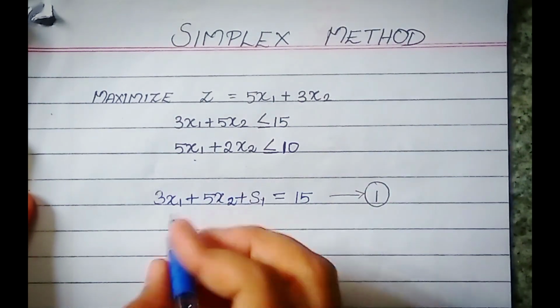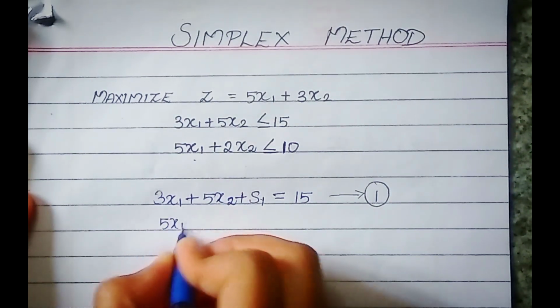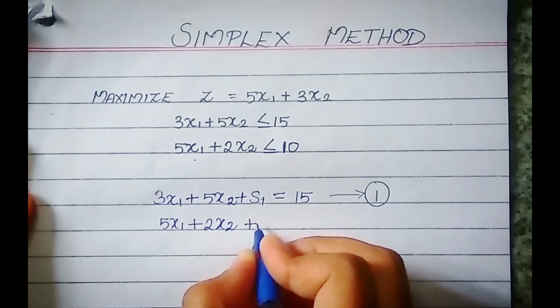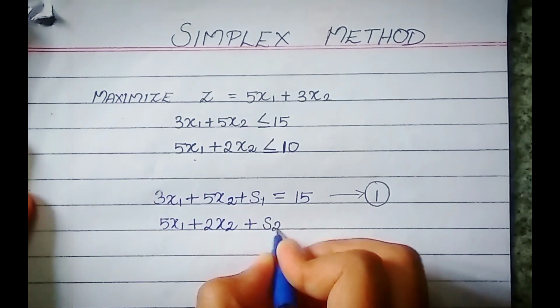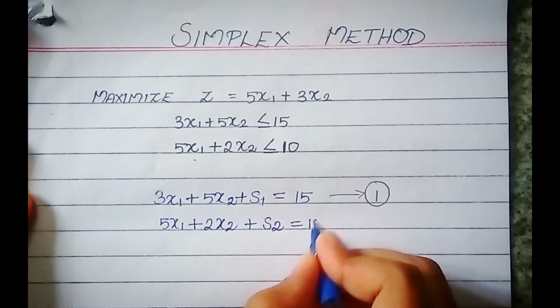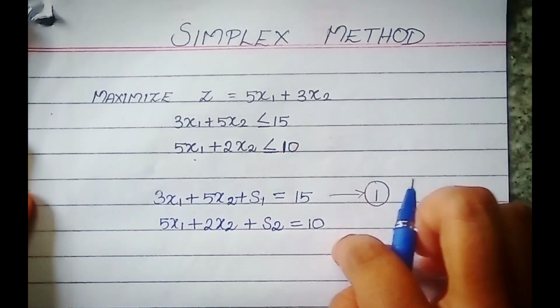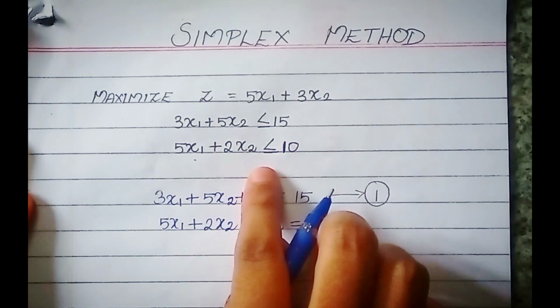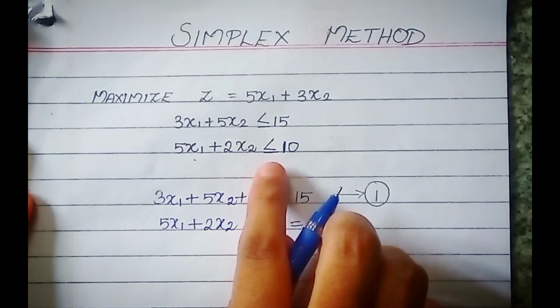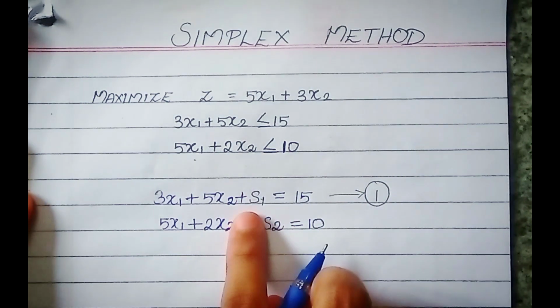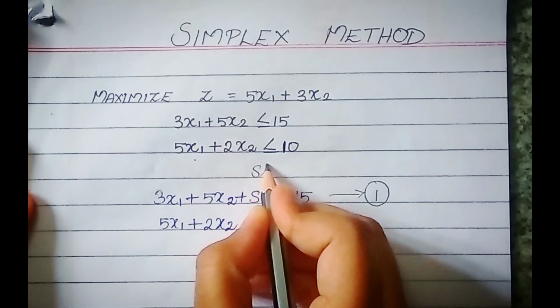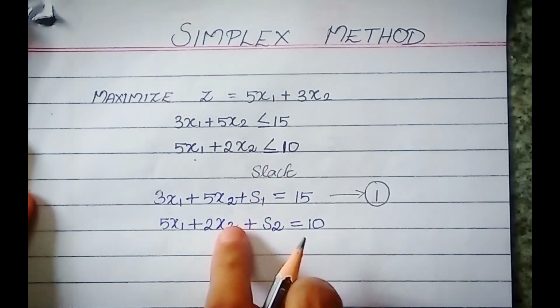Second equation, 5x1 plus 2x2 plus slack variable s2 is equals to 10. This equation was written like this. So remember, when the equation has the symbol smaller than or equal to, we will add a slack variable in it to equalize the equation.